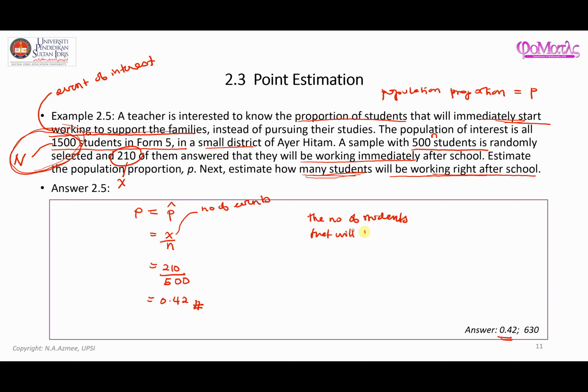Therefore, we can say that the number of students that will be working right after school is going to be equal to P hat, which is 0.42, times the population size. Okay, so we will get 0.42 times 1,500, and this is the number which is equal to 630. So this is the number of students that is expected or that is estimated to be working right after school.